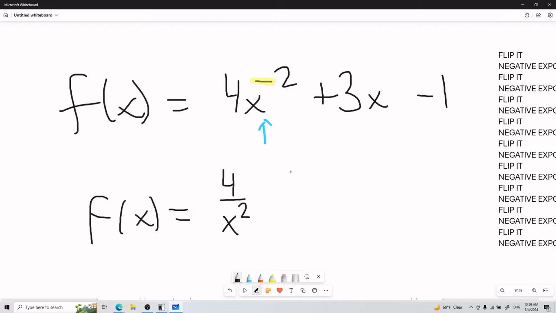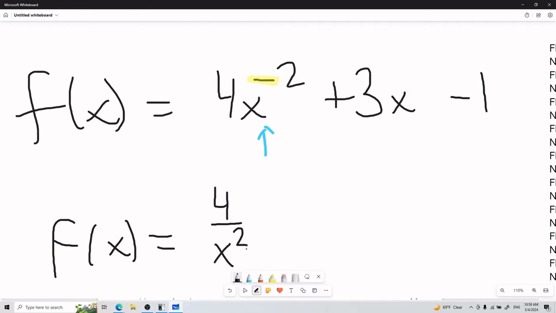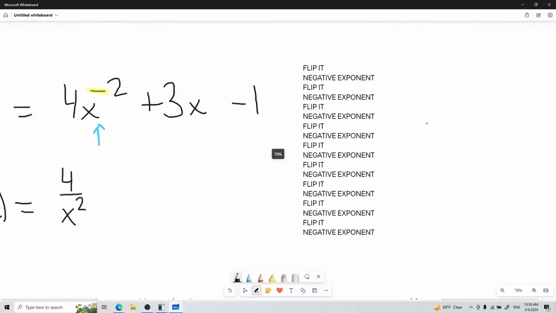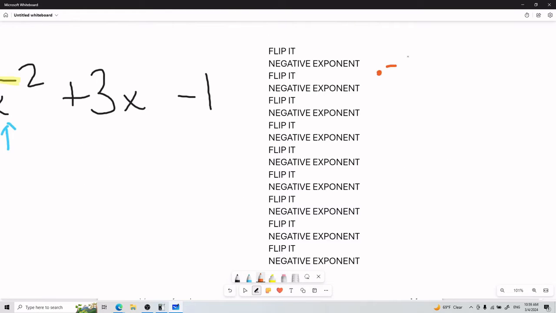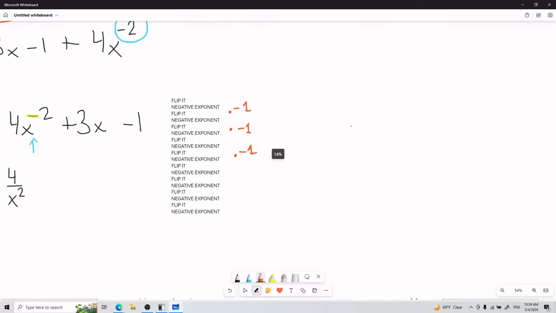So you flip it, and then it goes positive? No, no, no. You flip it, and you multiply by negative 1. You flip it, you multiply by negative 1. Let's leave that super duper clear.